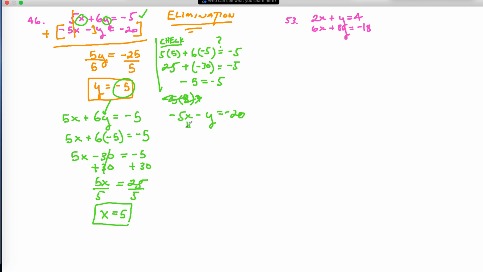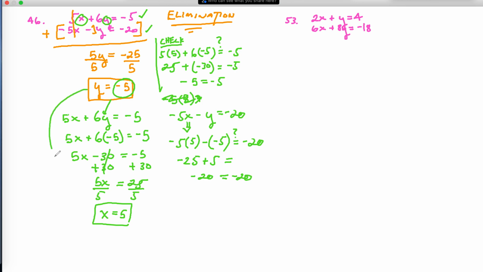But now instead of writing x, I write 5. So it's negative 5 times 5 minus y is negative 5, and I should get negative 20. So negative 5 times 5 is negative 25. Negative minus the negative is plus the positive. Negative 25 plus 5 is negative 20. Negative 20 equals negative 20, and it works for the bottom equation.